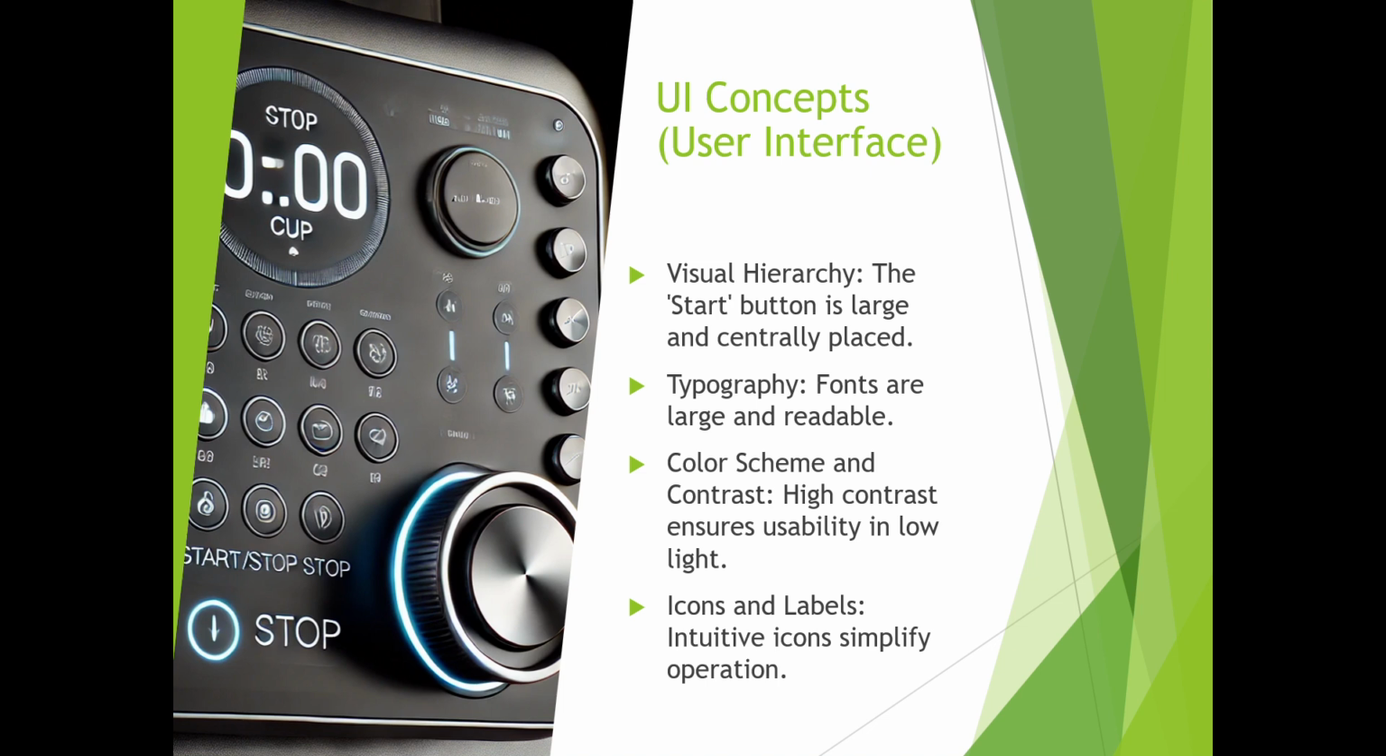Icons and labels. Simple and clear icons, like for coffee strength or cup size, make it easy to choose options. You don't have to read long descriptions to understand what each button does.